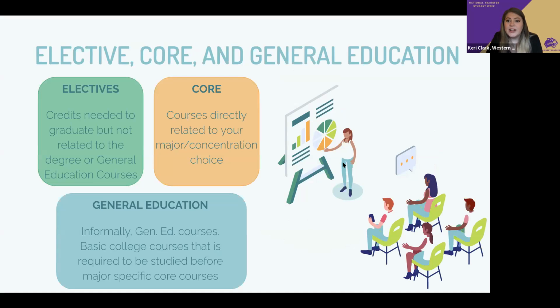Now, elective, core, and general education courses. These are terms that you'll hear a lot in the registration process, and I just wanted to go over what each of those means.